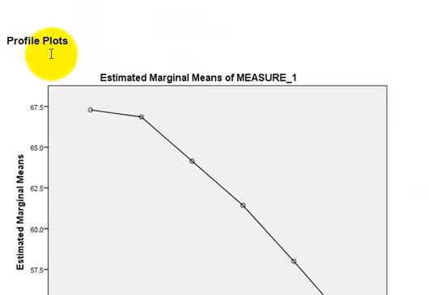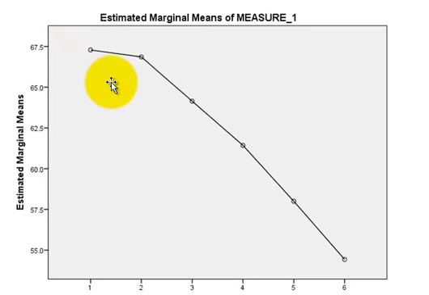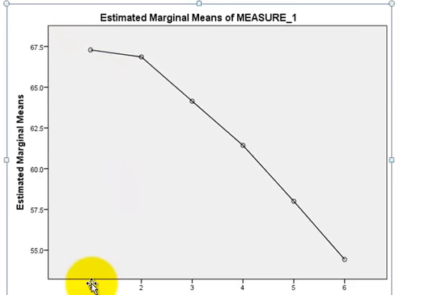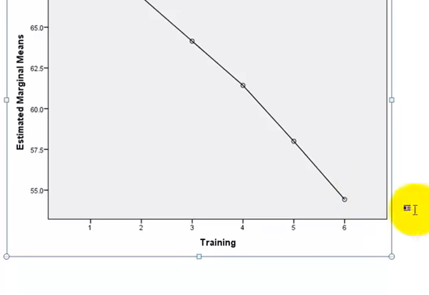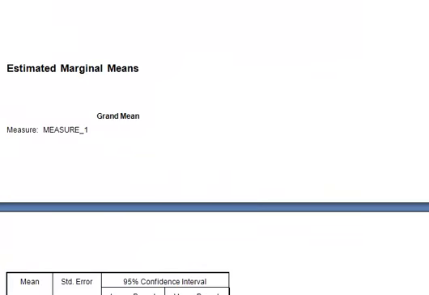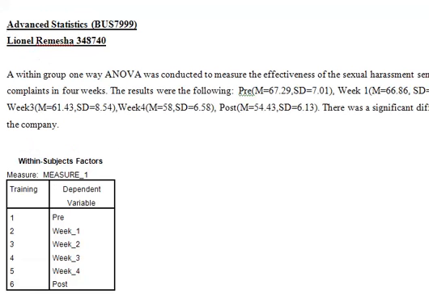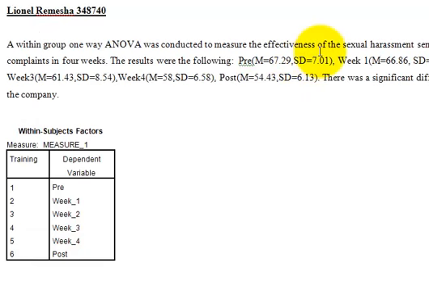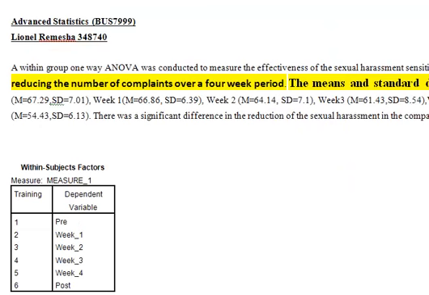Estimated marginal means, okay, that's good. But here's this, right? This tells you right off the bat that as the trainings continued, the number of complaints went down and down and down. So let me go ahead and look up at what you wrote up. Okay, so within group. Okay, please hold.